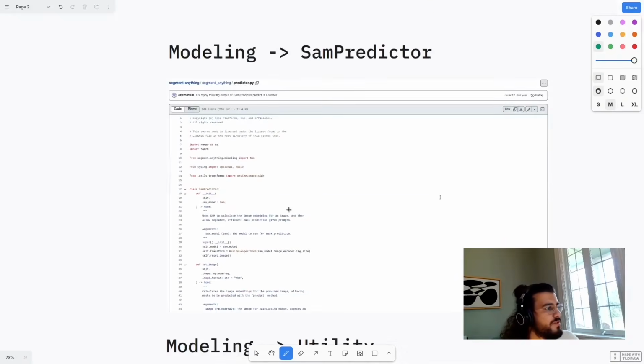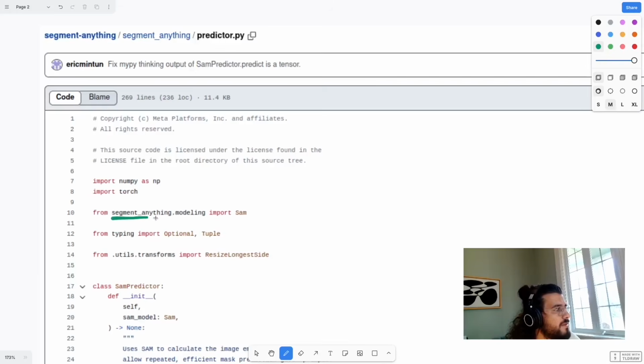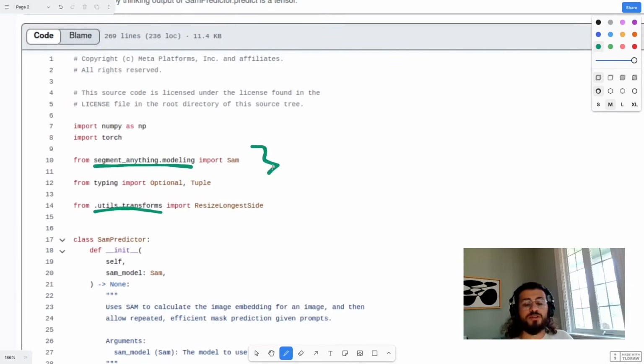Then we have the SAM predictor. SAM predictor, same thing. There's other stuff that is being used, but here we're importing the segment anything modeling. So SAM, we're importing this stuff, resize longest side. Shouldn't be too difficult, but this is over there. So this is exactly what we saw before. So if you understood SAM, in here you will know what's up, right? You will know how it's used and how it's being leveraged.